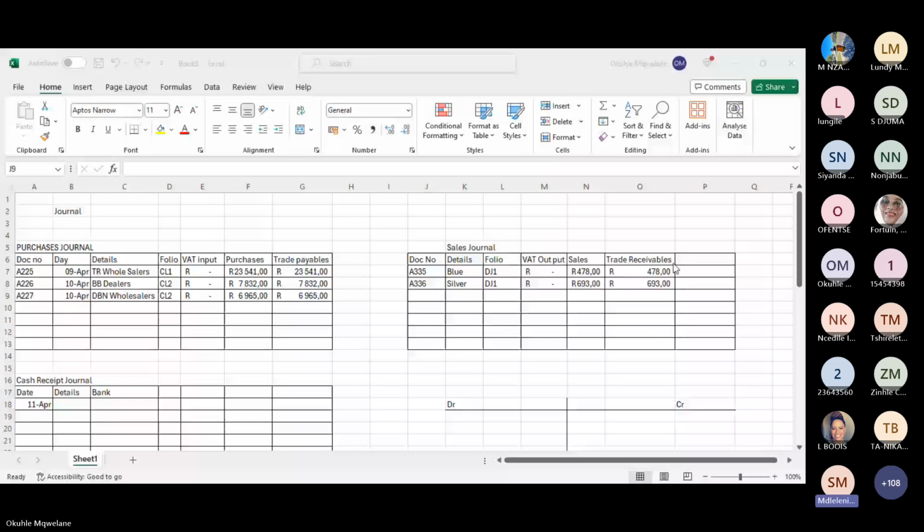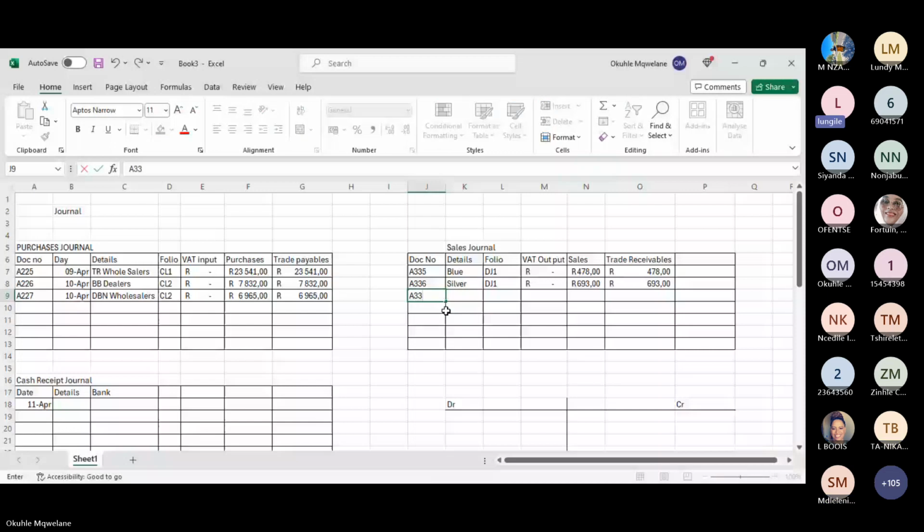Okay, so can I title that one? Yes, you may. So the details will be the green and the red, and then obviously there's sales and there's trade receivables because we sold goods on credit. So you're telling us we should post it to our sales journal? Yes.